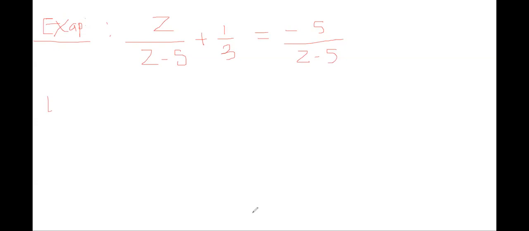So let's try to identify our variables. This is x, this is our variable, z rather. I'm sorry, I'm so used to x. So this is z, our variable. We have z also in the denominator as our variable, on the other side of the equation.